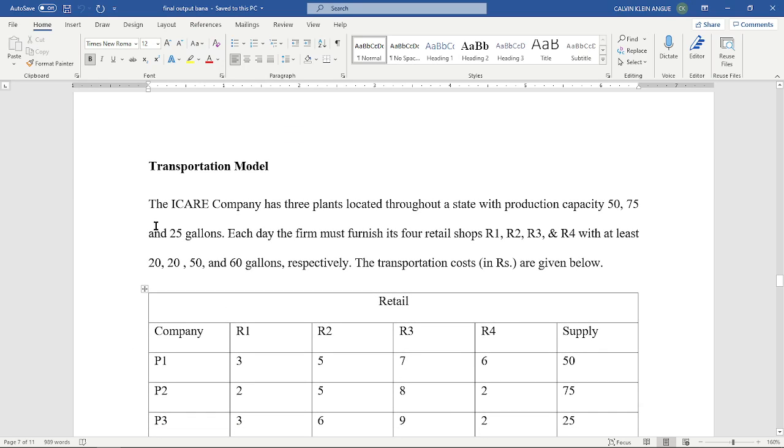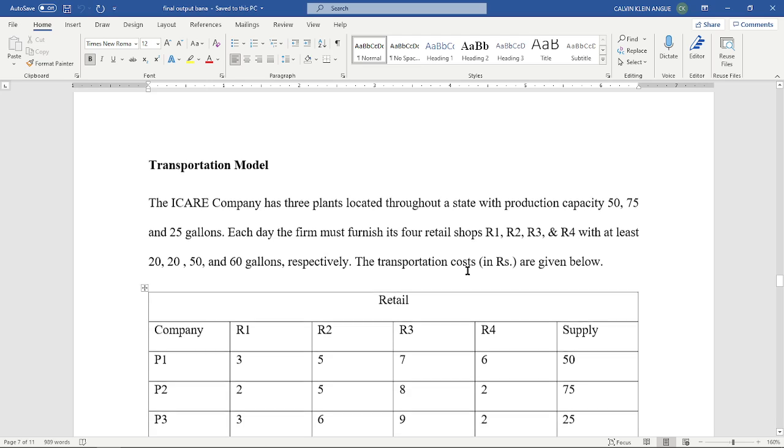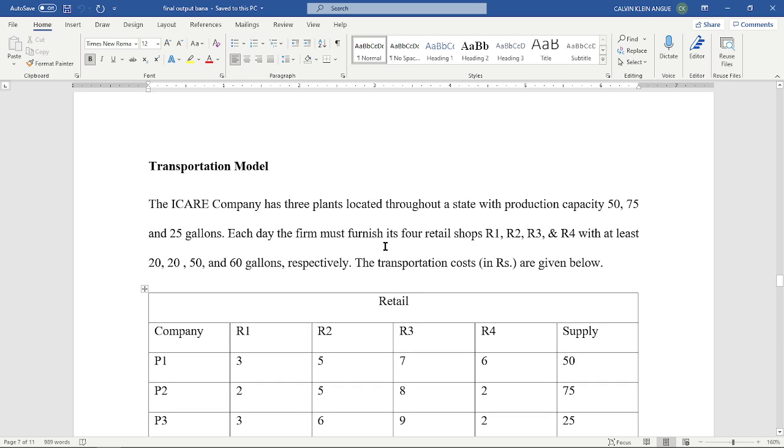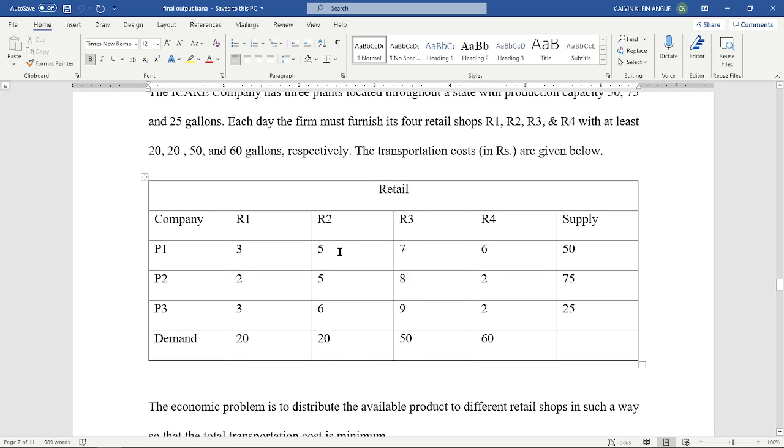the transformation model: the Iker company has 3 plants located through a state with a production capacity of 50, 75 and 25 gallons. That is the supply, 50, 75 and 25. Each day the firm must furnish each of 4 retail shops, R1, R2, R3 and R4, with at least 20, 20, 50 and 60 gallons respectively. This is the demand of each retail, 20, 20, 50 and 60.